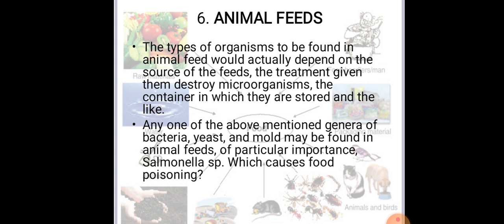Then the animal feed. The type of organisms to be found in the animal feed would actually depend on the sources of the feed, the treatment given to them to destroy the microorganisms, the container in which they are stored and the like. If proper sanitary conditions are followed, then there is a reduction in the chances of introduction of microorganisms. Any one of the above mentioned genera of bacteria, yeast and mold may be found in the animal feed, like the bacterial species Streptococcus, Micrococcus and Bacillus, and then the fungal species Aspergillus and Alternaria, which may be present in them.